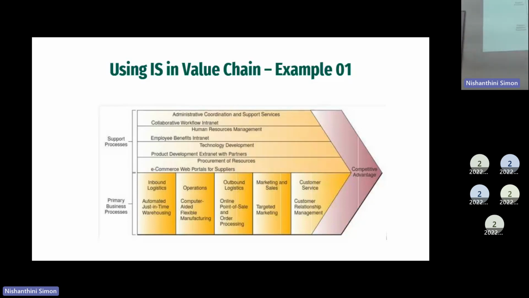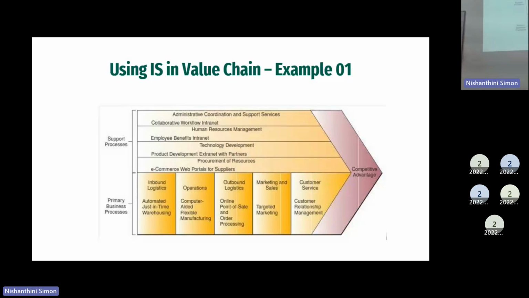Whenever they need only the needful raw materials, they will be getting them. Through that they are able to maintain a low inventory level. That's the idea. So in order to do that, yes, they are going with the automated warehousing system. When it comes to operations, the manufacturing-related one, we can use computerized flexible manufacturing systems, these robotic arms, robotic systems.